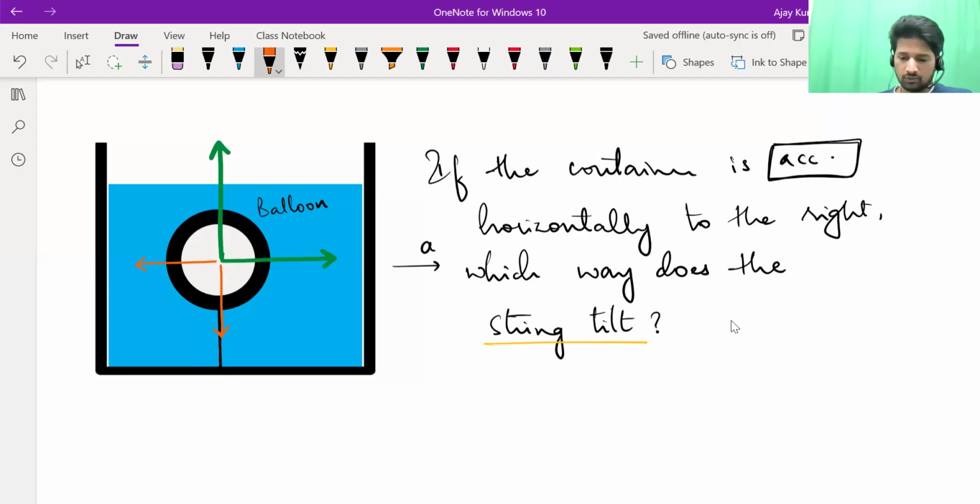Now, depending on which force dominates out of the horizontal buoyant force component and the pseudo force acting to the left, whichever force dominates, the string will tilt in that direction. Vanilla, tell me what is the expression for horizontal buoyant force? Assume the volume of the balloon is V. Density of balloon we will take rho naught. Density of liquid we will take rho L. How do you write horizontal buoyant force?